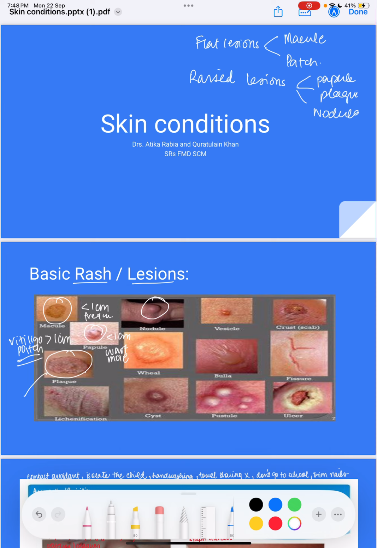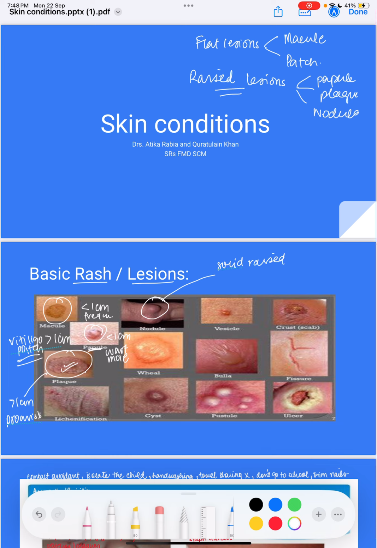And then plaque is basically more than 1 centimeter, and it's usually when these papules coalesce, they form a plaque. Okay. So an example of this would be psoriasis, and that is the most common example that we have. So then when we talk about nodules, they are solid. They're raised, of course, because they are raised lesions.